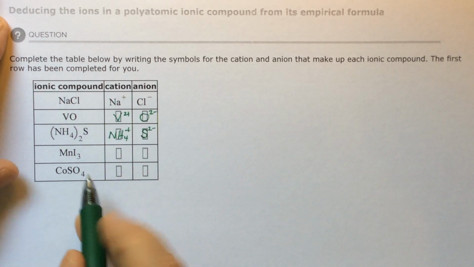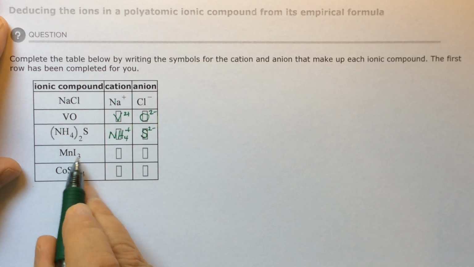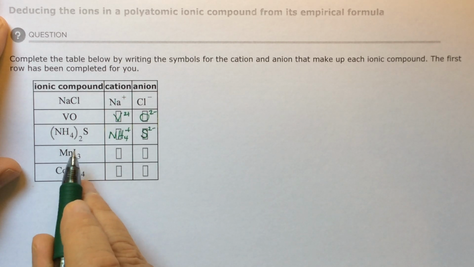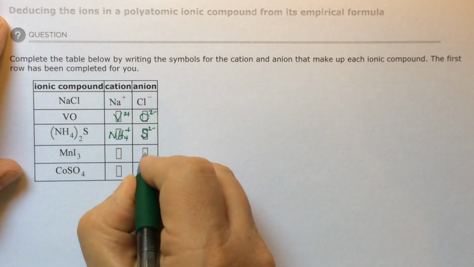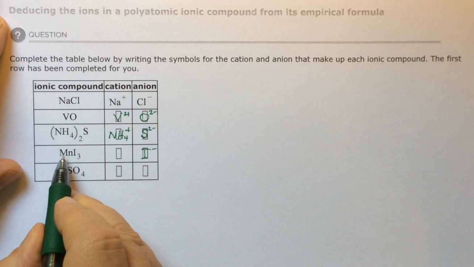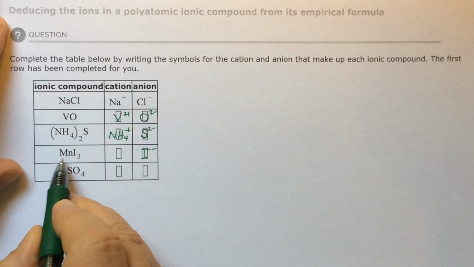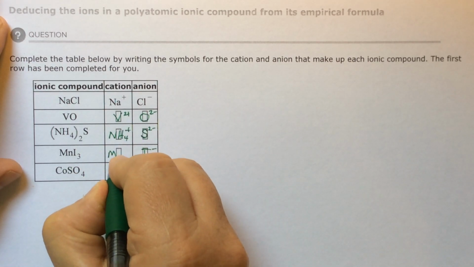Okay, so iodide is a representative element, so it's in group 7. So this is negative 1. And then manganese has to balance with 3 negative 1, so this must be manganese 3.